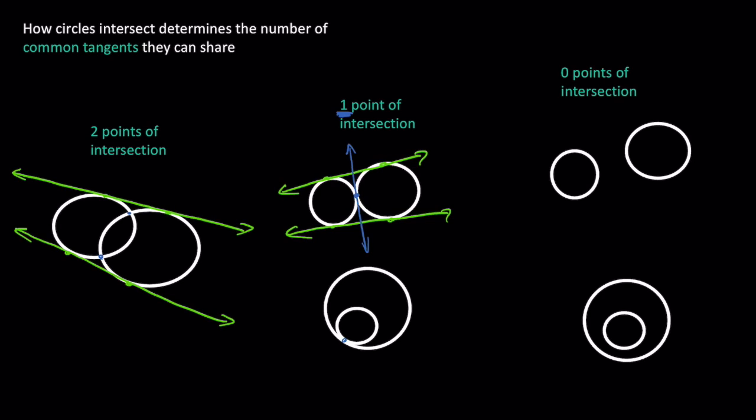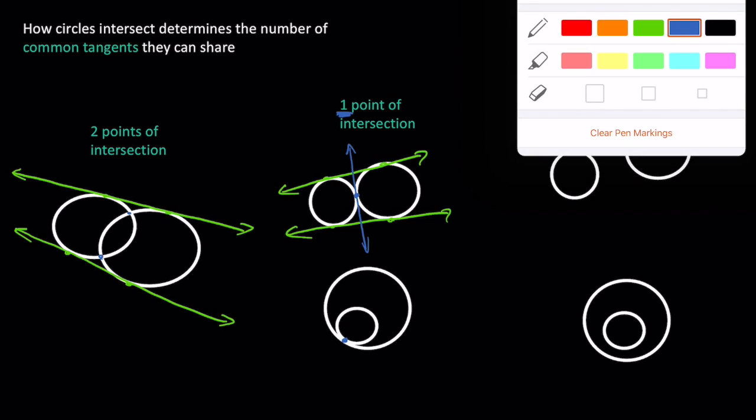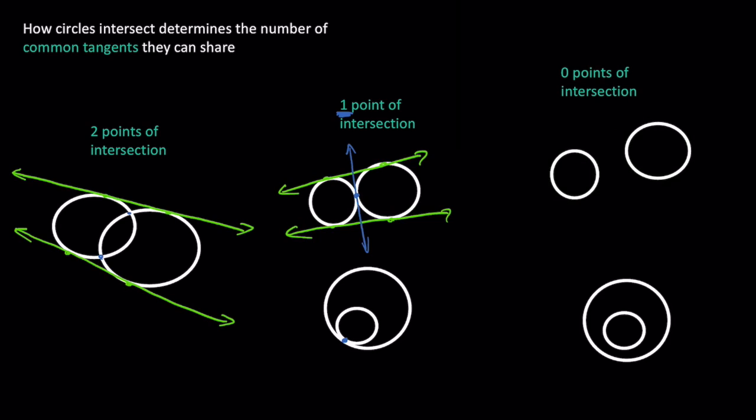Again, here we have one point of intersection, and since the one circle is in the other circle, it's sort of protected by that. We can only draw the one tangent line, because if we tried to draw any other line tangent to the inner circle, it would be cutting through the outer circle, and it would not be a tangent. All right, so now 0 points of intersection.